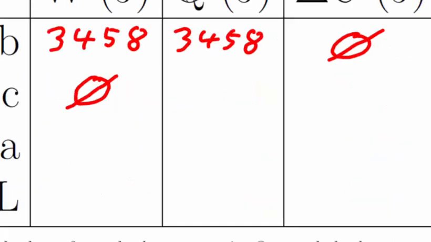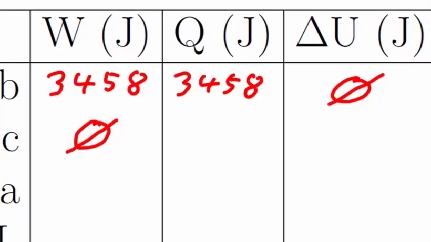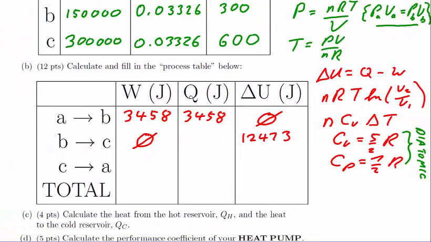If we had been using some other type of gas, we would have used different values for CV and CP. In order to plug in numbers, we're going to have to understand the value of delta T. Delta T is final minus initial. The final temperature from B goes to C is the temperature at C of 600, and the initial temperature in B goes to C was the temperature at B of 300. Therefore, we can plug in all of these results and get 12,473 joules. And this result applies also to the heat.